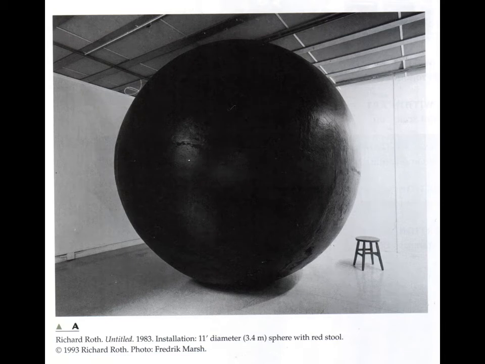So over here we have an example by Richard Roth. We see this giant sphere, and how we know it's giant is because there's this little stool next to it. So we're able to understand the scale of this sphere based on our ability to understand the proportion of that stool. Because we can imagine sitting on that stool, we can imagine standing next to it, we can get a good idea of how large this other thing is. So the scale is determined by our ability to compare and contrast these two objects and imagine ourselves in that space and see what they would be like.